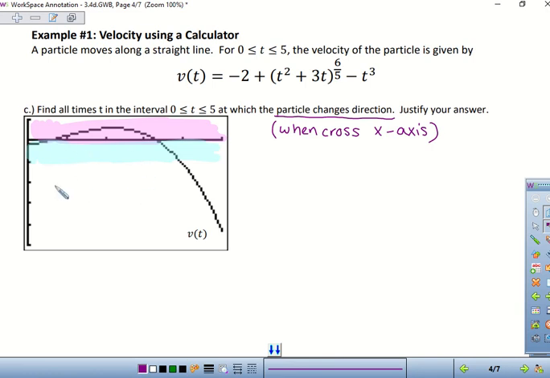So on this interval alone in this picture, how many times did we change direction? 2 times. And the reason is because we crossed the x-axis 2 times. So that's something that I would definitely ask you on a quiz or test. I'd give you a picture and say, how many times did we change direction on this interval? You've got to look for when we cross the x-axis. Alright.